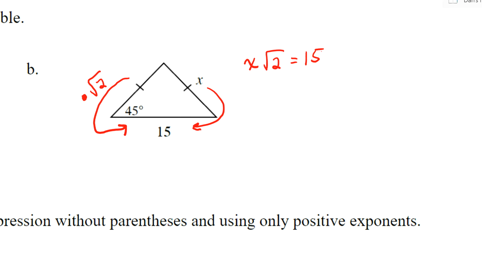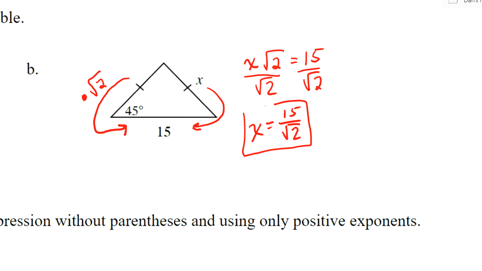How can we solve for x then? How do I get x by itself here, guys? Divide by root 2. I would be okay if you just left it x equals 15 divided by root 2. You could use a calculator to get a number. You could simplify a little further with roots, but I'm just concerned about your concept there of dividing by root 2.